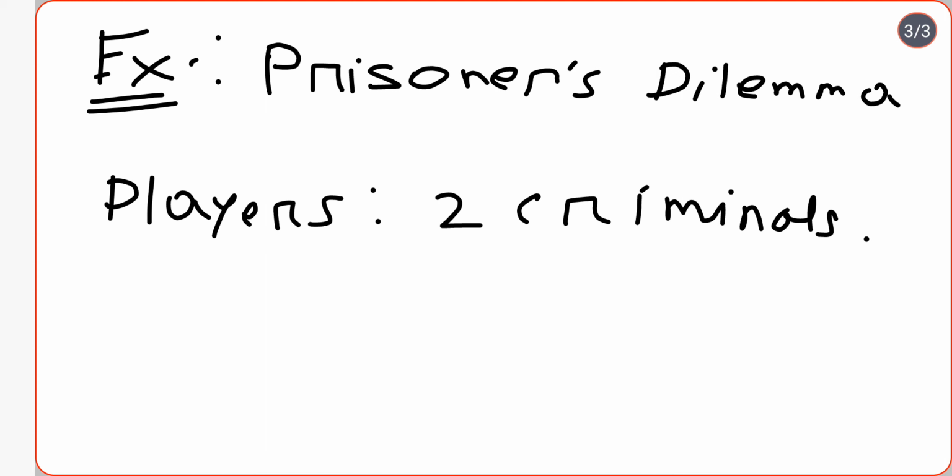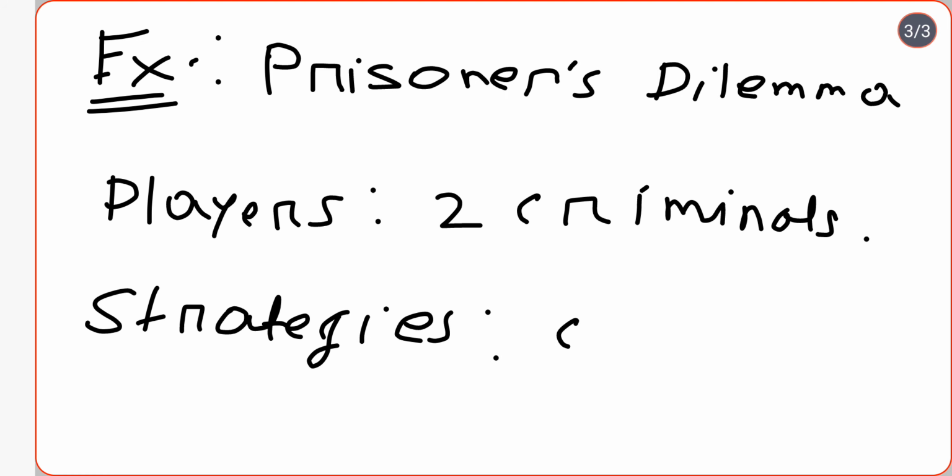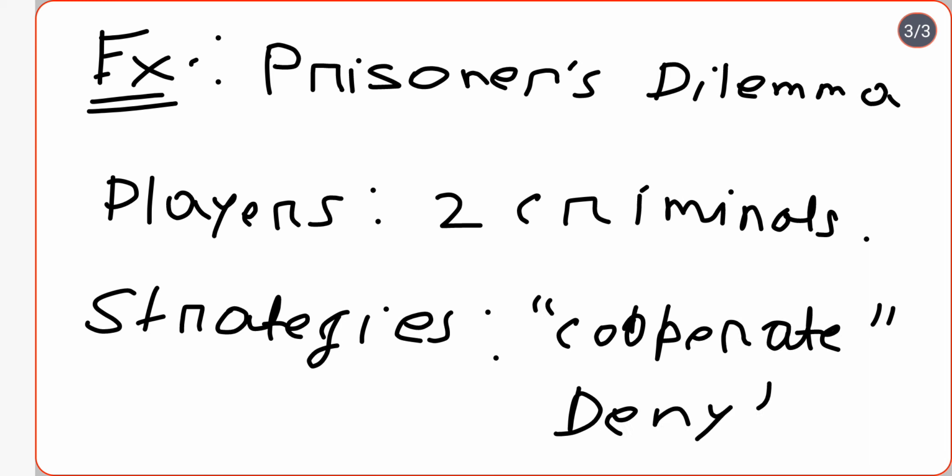Their strategies: each player can cooperate or deny. These are the two options available to each player. And what are the payoffs? The payoffs are the outcome based on the combination of strategies chosen by each player. If we define the payoff matrix, it looks like this. Let me write the payoff matrix.